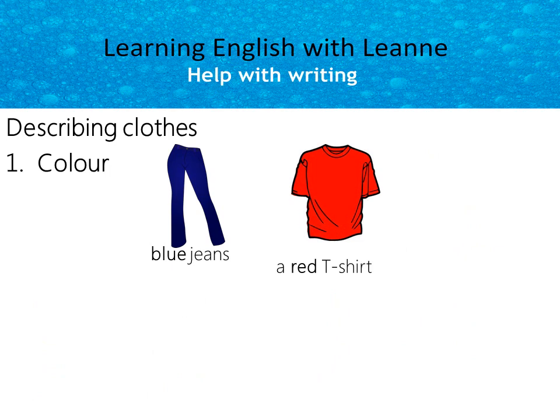Okay, so now let's look. We will write a sentence to describe someone wearing these clothes. We start our sentence with who is doing the action and the action. Who, he. The action is wearing blue jeans and a red t-shirt.